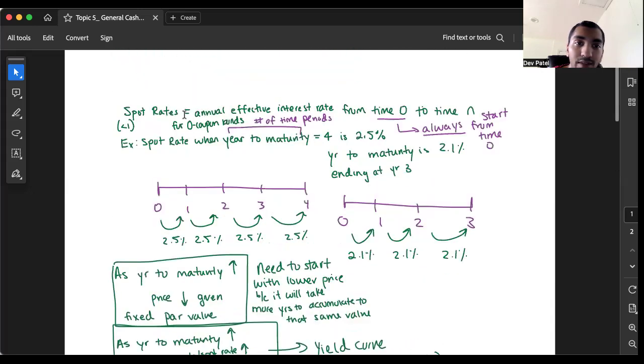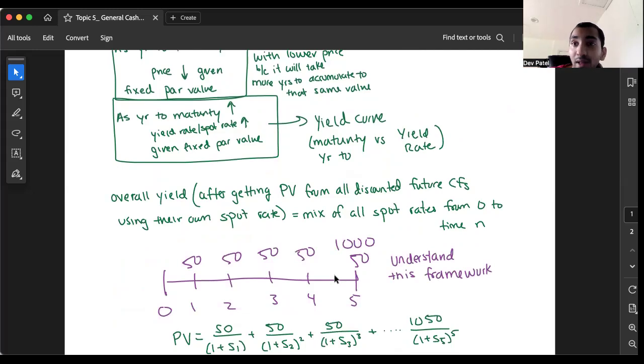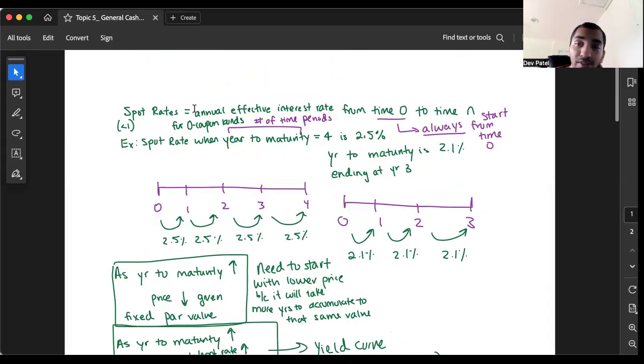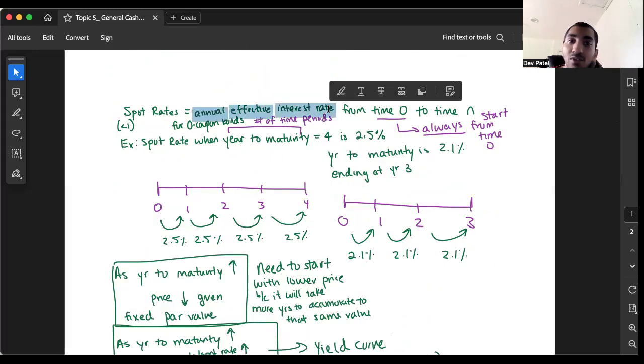And you can think of this as whenever we have, let's say, a zero, and this is all with zero coupon bonds. Like the entire concept of it is with zero coupon bonds. You can use spot rates in problems where you have coupon payments and redemption amount, but fundamentally, you can think of it as the annual effective interest rate from time zero to time n for zero coupon bonds.